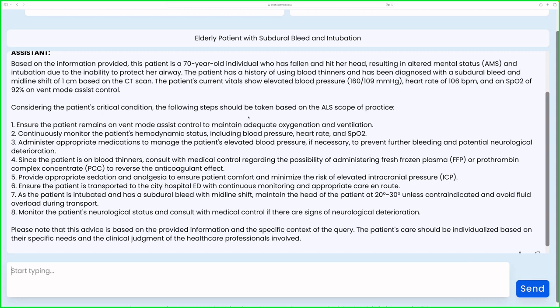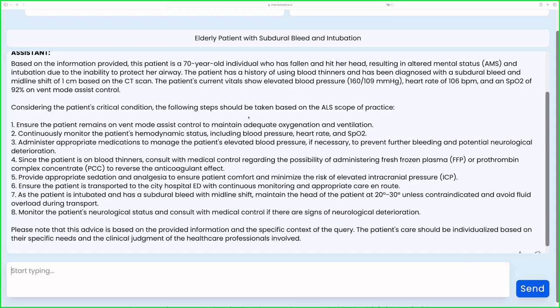Yeah, let's do it. So, based on the information provided, the patient is a 70-year-old individual who fell and hit her head, resulting in an altered mental status and intubation due to the inability to protect her airway. So, again, we're just recapping. The patient has a history of using blood thinners and has been diagnosed with a subdural bleed and a midline shift of 1 centimeter on CT scan. Patient's current vitals have an elevated blood pressure and a heart rate of 106 and an SpO2 of 96% on vent mode assist control.